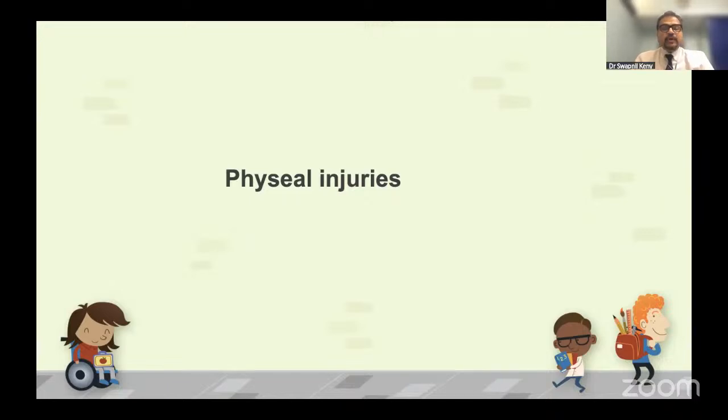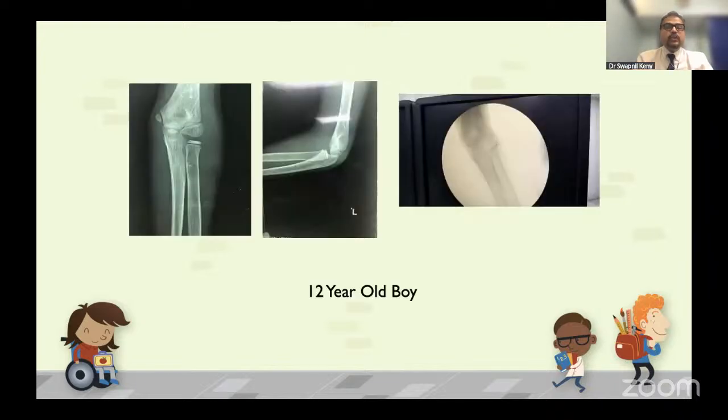And that is why it is so important that for physeal injuries, you need to get a complete anatomical reduction. Let's look at this case. This is a patient who came to us with an injury to the elbow with a significant amount of swelling around the elbow. If you see the soft tissue swelling is significant, but that doesn't seem to be a fracture.